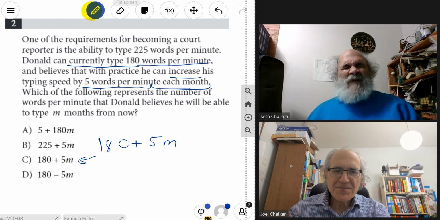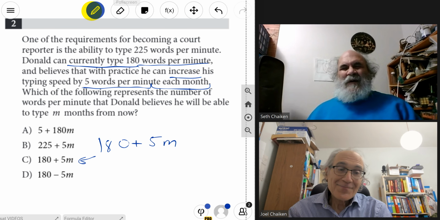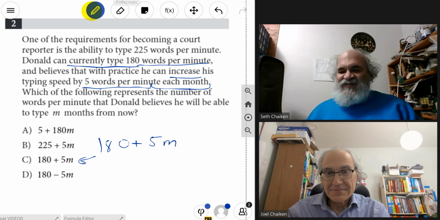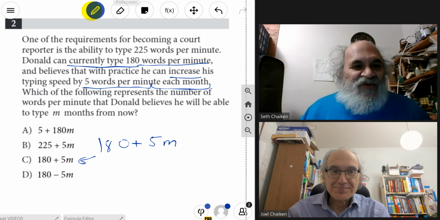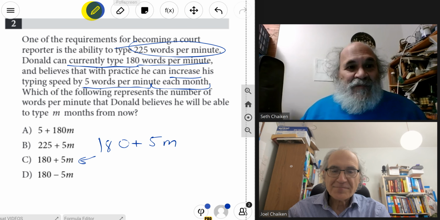That's right. So that was fairly to very straightforward. No calculator needed. It's a matter of reading the question and ignoring one piece of irrelevant information.